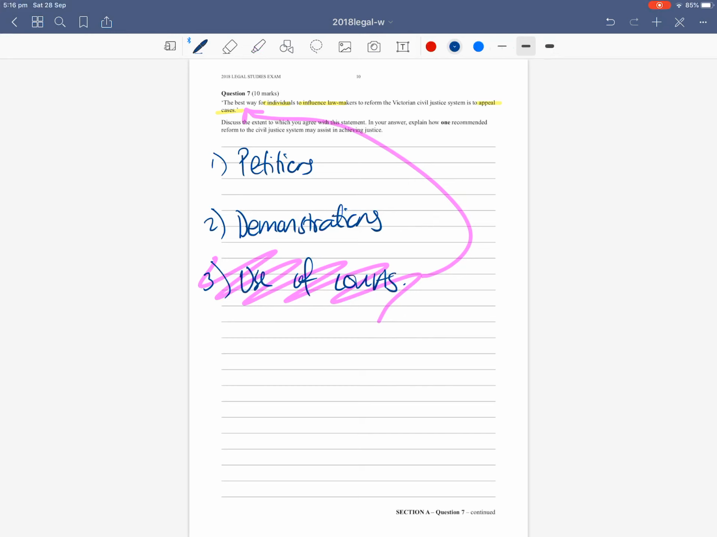And then in the question, let's have a look. Discuss the extent to which you agree with this statement. In your answer, explain how one recommended reform to the civil justice system may assist in achieving justice. This was a question where, remember, we did this one in class together, and it was very confronting because you read that and you go, oh my God, what do they want? If you say, for example, appealing cases is not the best way, the use of the courts is, well, you haven't been able to make that link between this and what this actually is. I will go more into depth with how you would tackle a response like this in another video, but just for today, I wanted to show you how, looking at the wording of it, it gives you a bit of a hint about how they want you to respond.